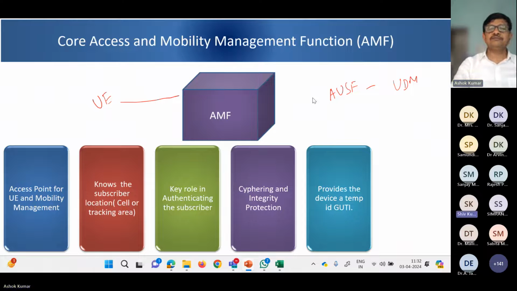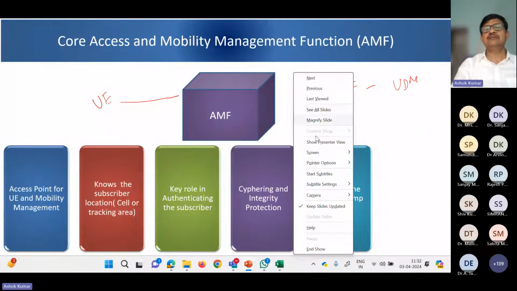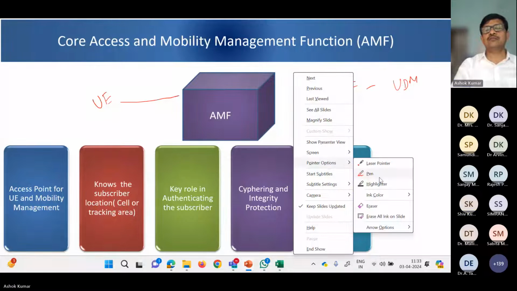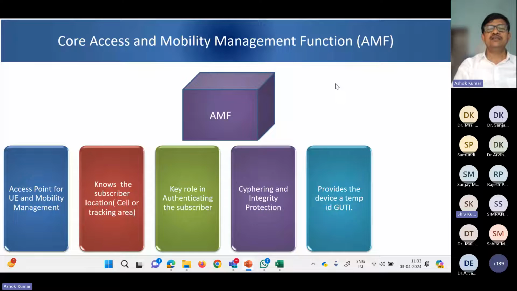And then there is another function by which AMF provides temporary ID to UE. So you may be knowing, are you aware about the IMSI which we have in our mobile? Whenever we buy a SIM card, it has got an IMSI. You may be aware of, yes, no? Yes, sir. Great.